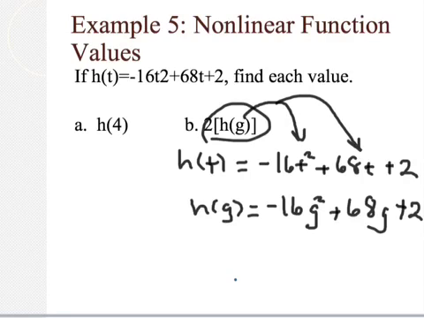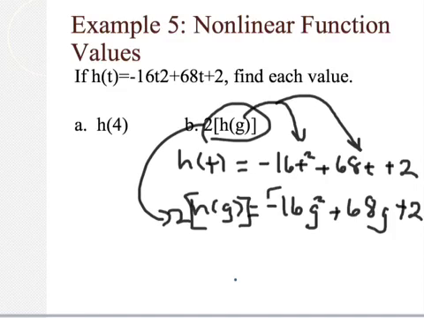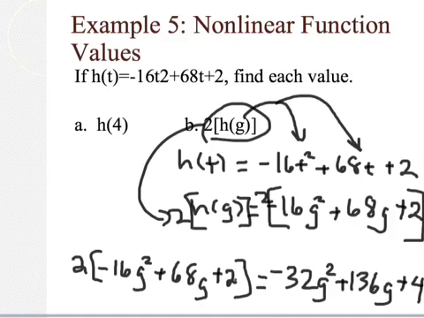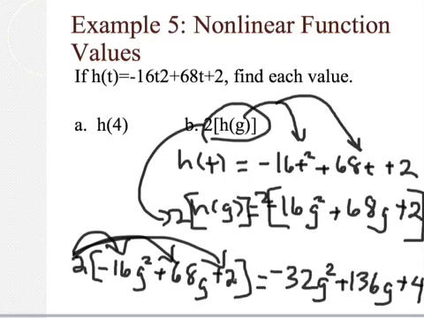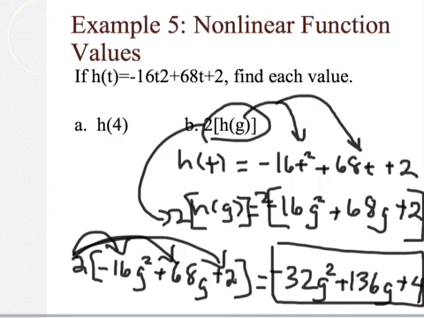After replacing g, we are asked to multiply this whole thing by 2. So if I'm going to do 2 times h of g, I've got to multiply h of g times 2. And my result comes with a little bit of distributive property. When I distribute 2 throughout the whole expression, I end up with negative 32g squared plus 136g plus 4.